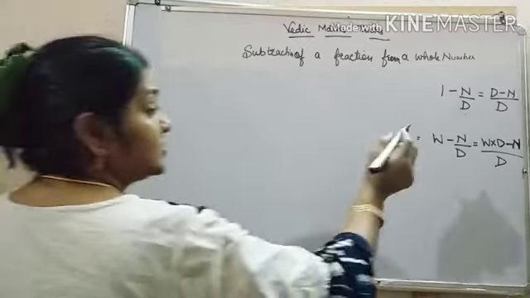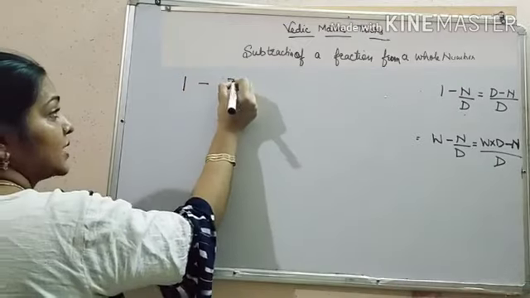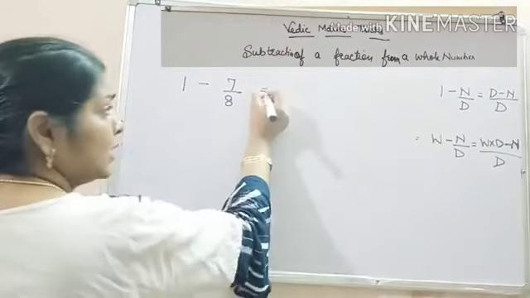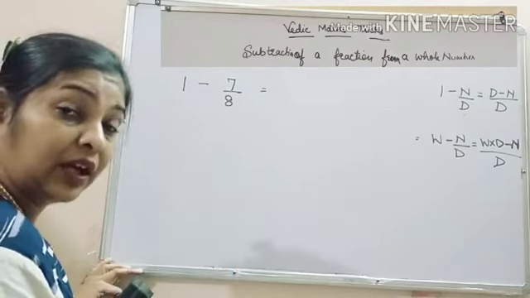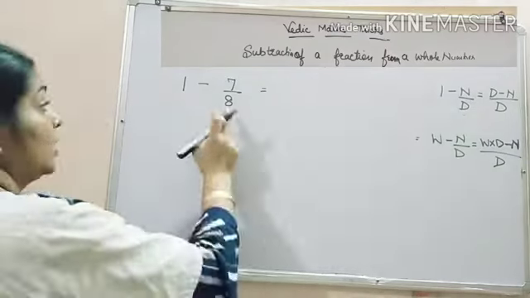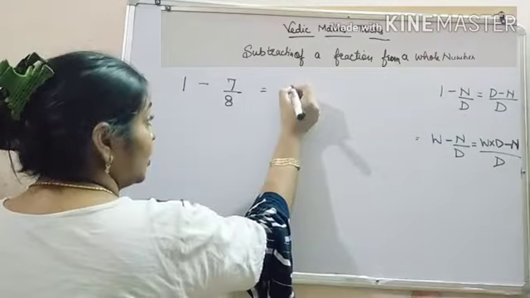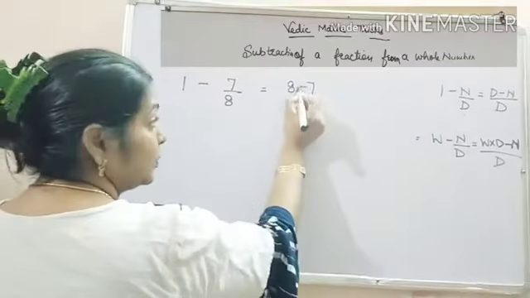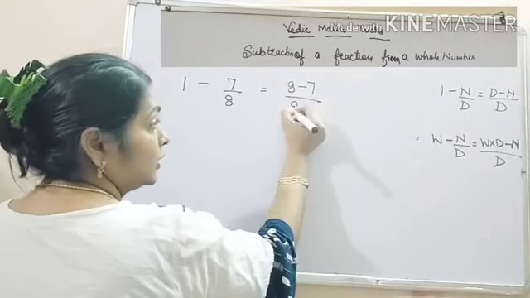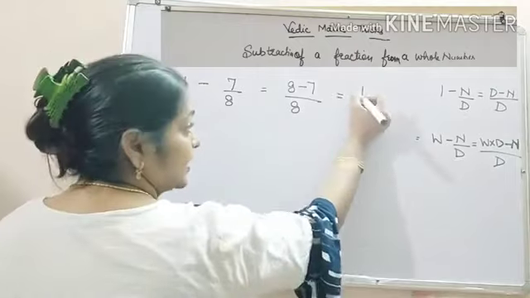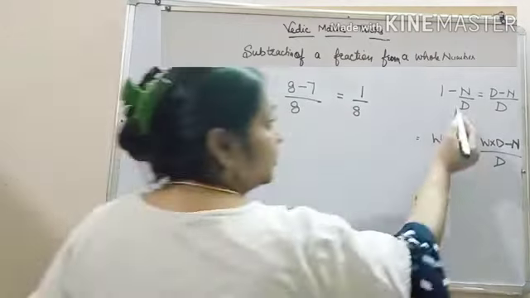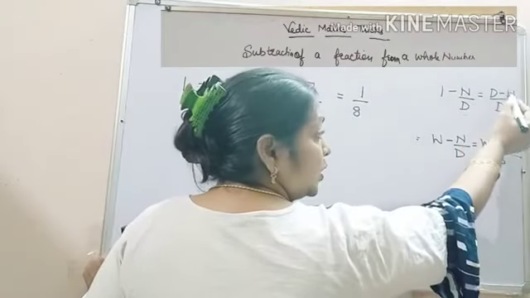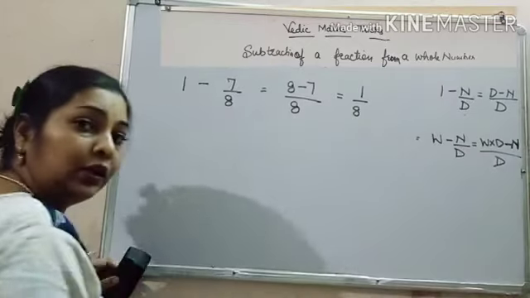Now, first of all we will take 1 minus 7 by 8. 1 minus 7 by 8. The formula is similar to what we did in the previous trick. What is it? Denominator minus numerator, because here there is a minus sign, so we put minus over here, upon denominator. That is 8 minus 7, 1 by 8. So you can note down the formula. 1 minus numerator upon denominator is equal to denominator minus numerator upon denominator.